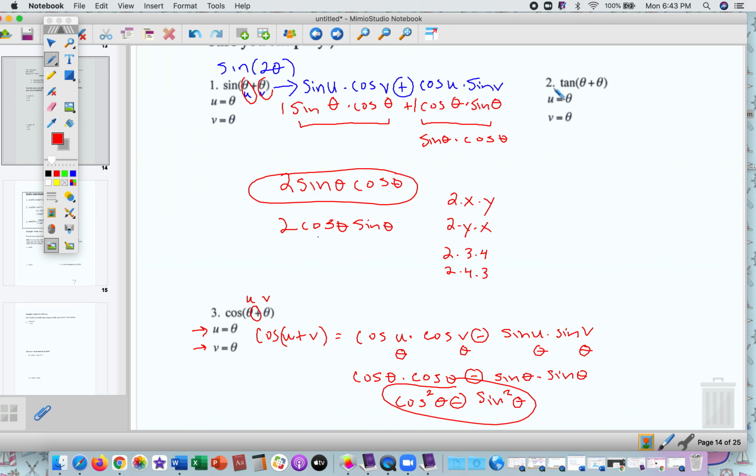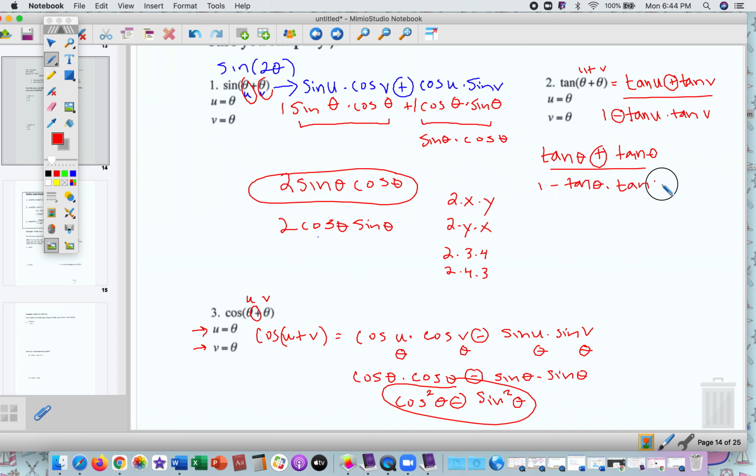And now let's look at tan. So for tan, if we have tan of u plus v, we would get tan of u plus tan of v all over 1 minus tan of u times tan of v. Then we can replace u's and v's with thetas. So we'll have tan of theta plus tan of theta all over 1 minus tan theta times tan theta.